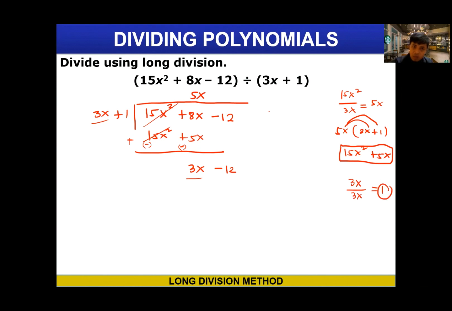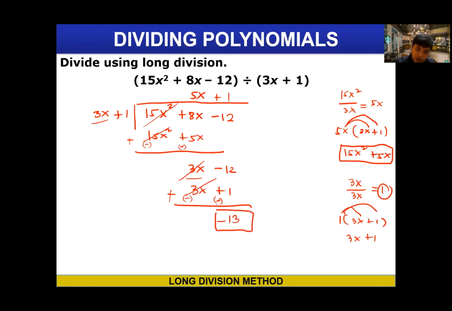So where are we going to place this one? Here, aligned with the constant as well. So positive 1. Then 1 times 3x plus 1. So we will multiply this. We have 3x plus 1. Okay, we put it here. 3x plus 1. Now, as you can see, it's still the same, this one. So we can cancel this out and this one. So change the sign first and then proceed to addition, then cancel. So now this becomes negative 12 plus negative 1 is negative 13. This will be our remainder.